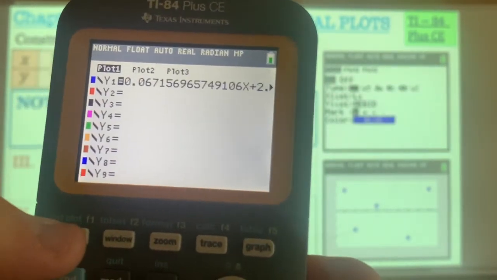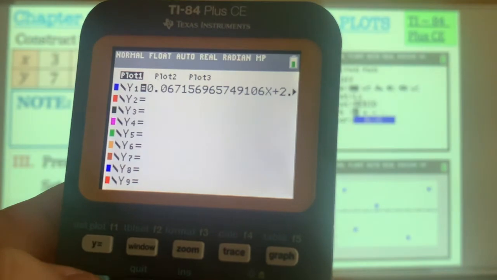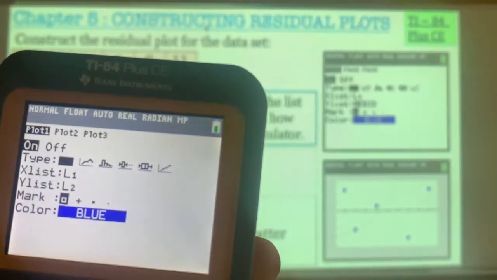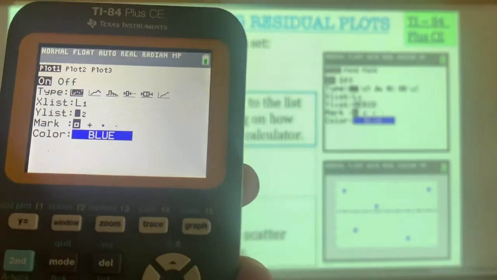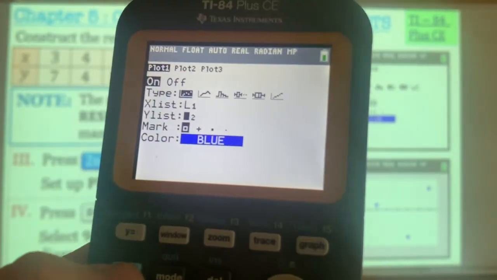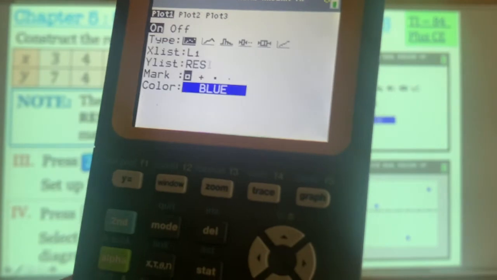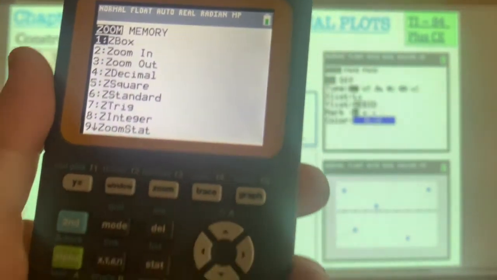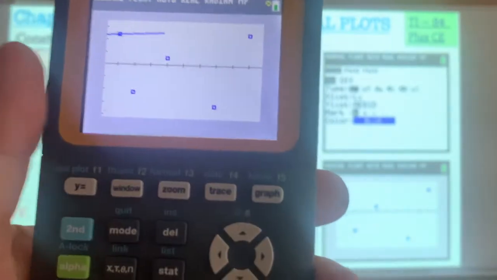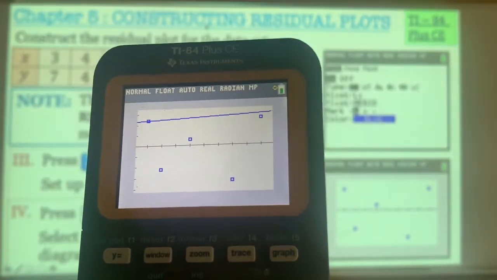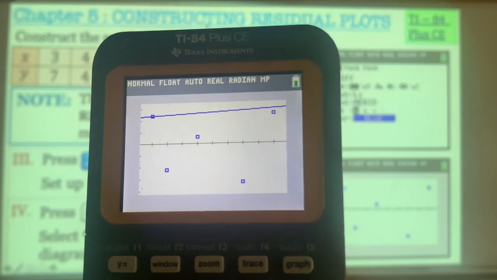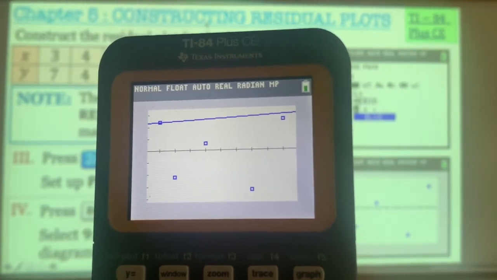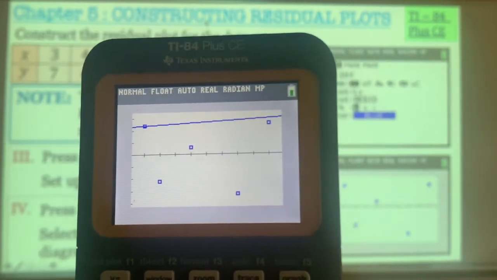Y equals, stat plot. X list is L1, Y list right here. This is the one I want to do. I want to do second list, resid. I like the color blue. Zoom, stat, and there is my graph. The line going across is just the regression line of the real graph, so you don't really need that on. I just don't feel like taking it off.